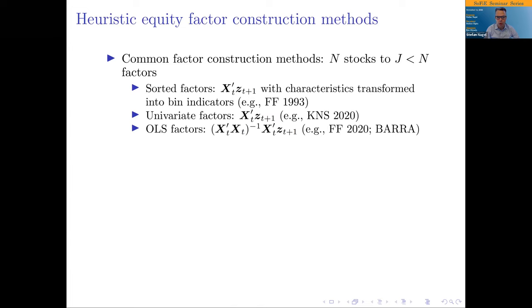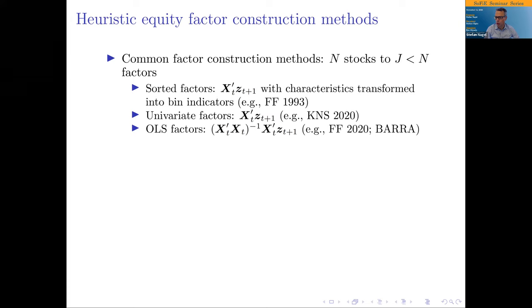And then there are studies that use cross-sectional regression slopes as factors. So Fama-French 2020 had this approach. And the well-known Barra factor model that practitioners use also has this kind of construction, where you regress excess returns in the cross-section on lagged characteristics. And these slopes that you get in these cross-sectional regressions are themselves basically factor returns. And so we're going to call these sorts of factors OLS factors.